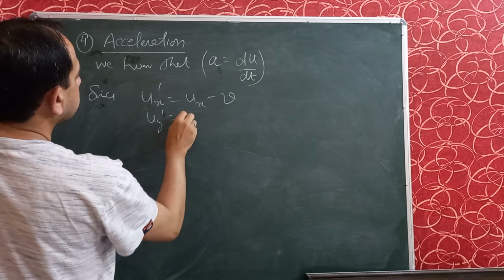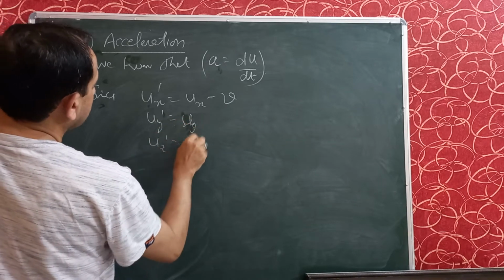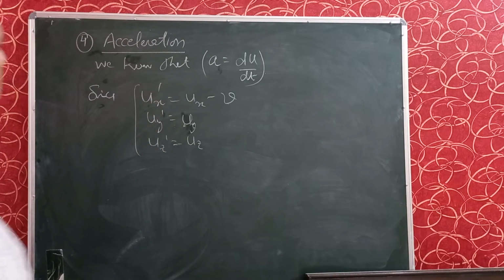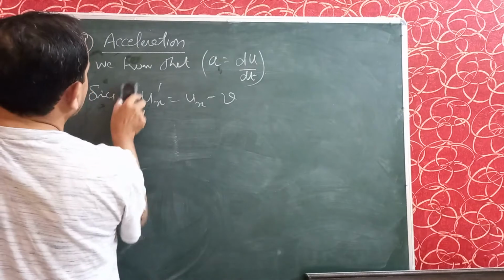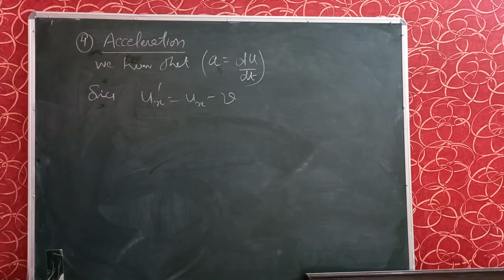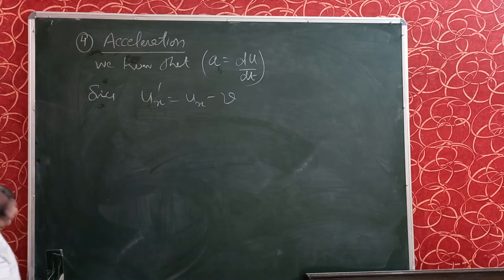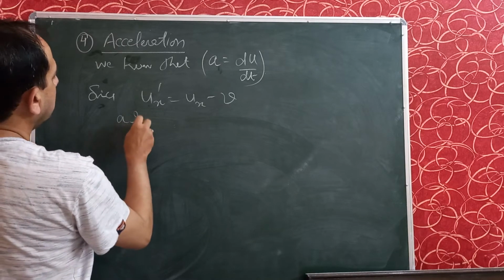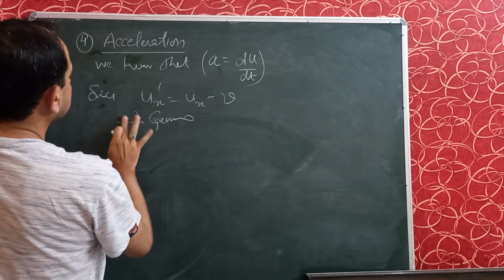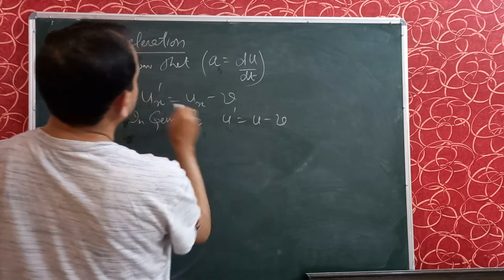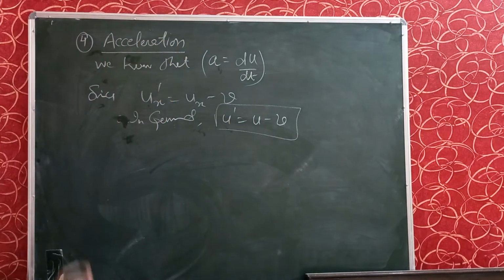equal to uy, uz dash is equal to uz. So these are the Galilean transformation equations for velocity. We will use only the first equation, that is, we are studying only motion along the x-axis. So we will take this equation as ux dash is equal to ux minus v, or in general this equation will be written as u dash is equal to u minus v, because we are only taking the x component. There is no need to write x in the equation.